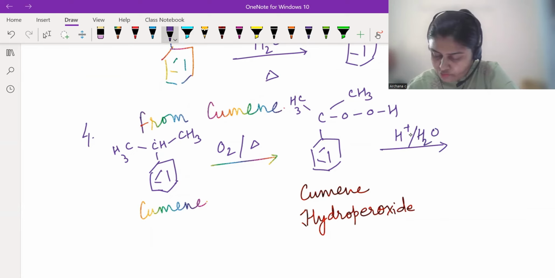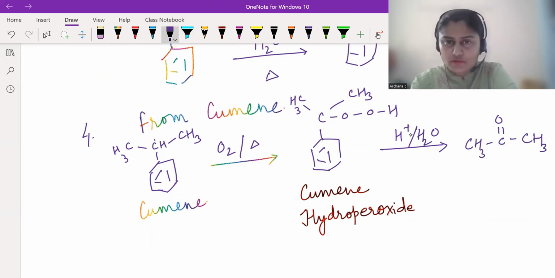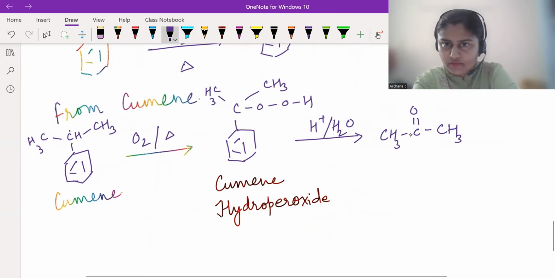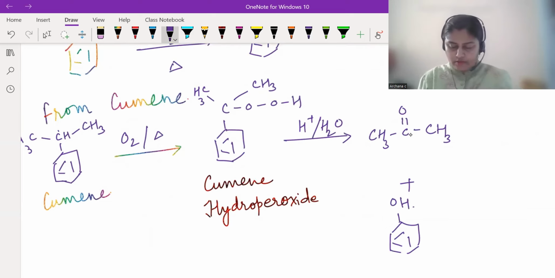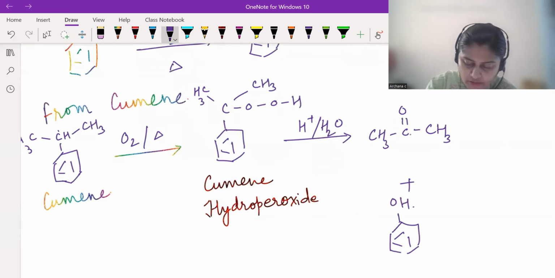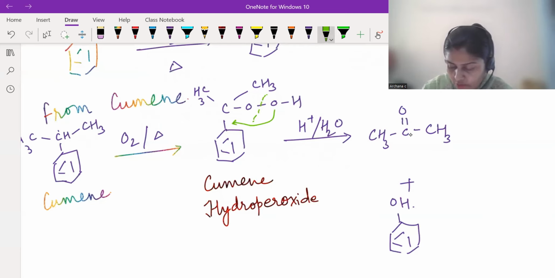will give up two compounds. One is acetone plus phenol. So we can have a memory technique like this, that this bond will break, this OH will go and attach over here, and we end up with what is known as phenol, and we end up with what is known as acetone.